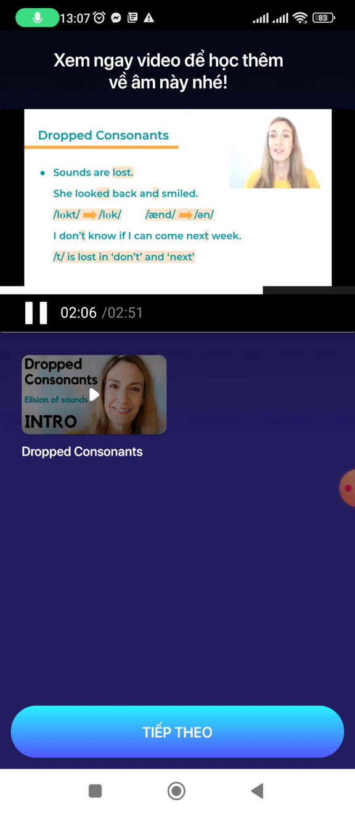And in the word next, it ends in a final t sound, but if we combine it with next week, next becomes next, and t is lost as well. We drop the final consonant and it becomes next week. Don't know, next week. I don't know if I can come next week.